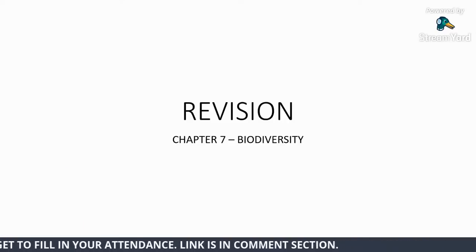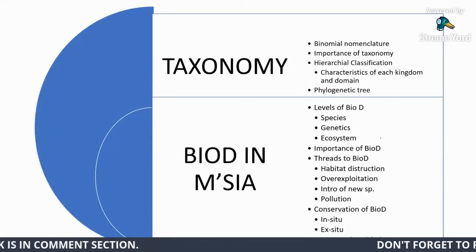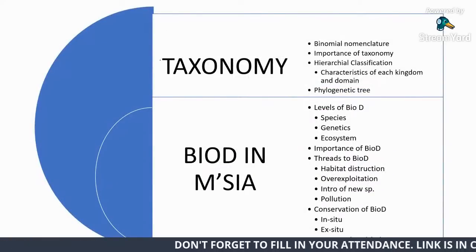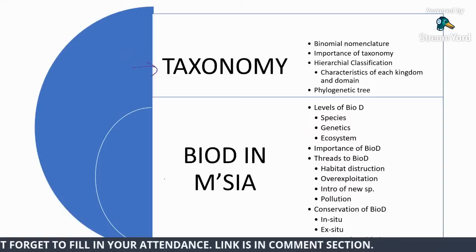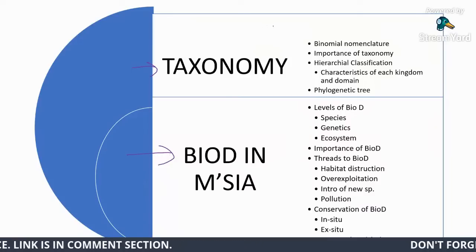Okay. So let's move on to chapter 7, biodiversity. Tak banyak pun. Satu slide ya. Right, so I think in biodiversity you learn about taxonomy. Dua benda major yang you learn. One is taxonomy, the other one is biodiversity in Malaysia.